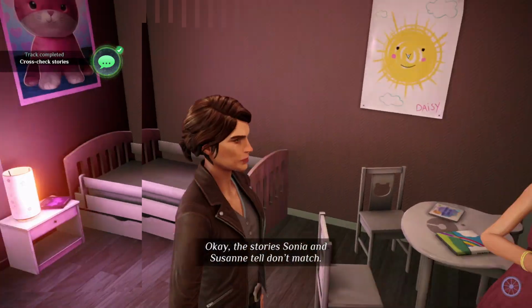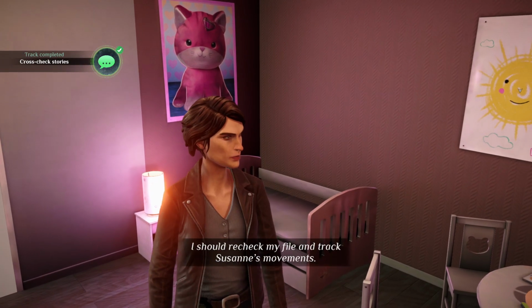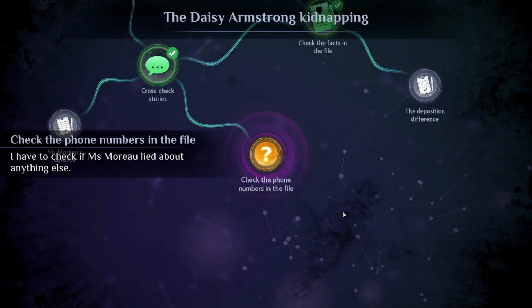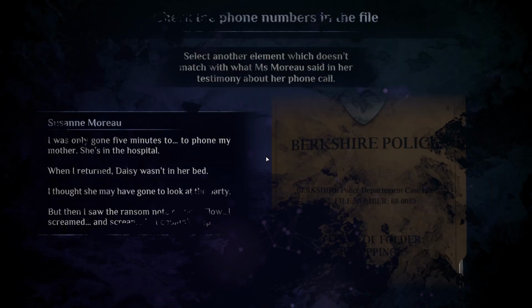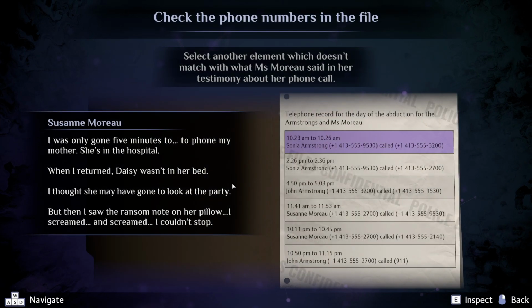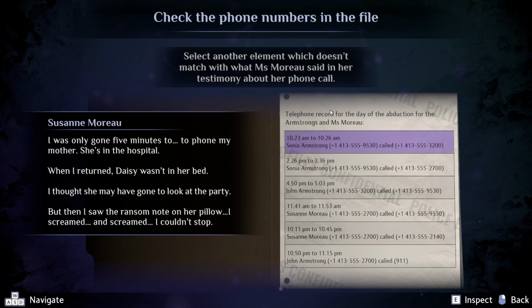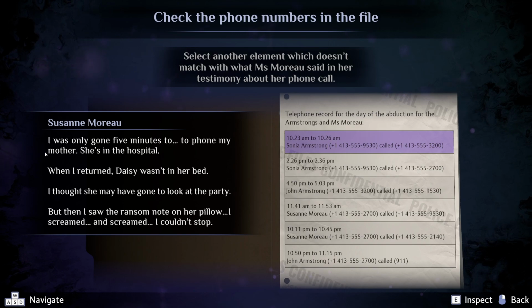Okay. The stories Sonia and Suzanne tell don't match. I should recheck my file and track Suzanne's movements. Alright, so let's check facts now. So select another element which doesn't match with what Miss Moreau said in her testimony about her phone call.